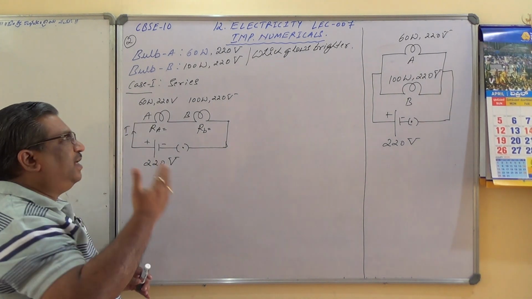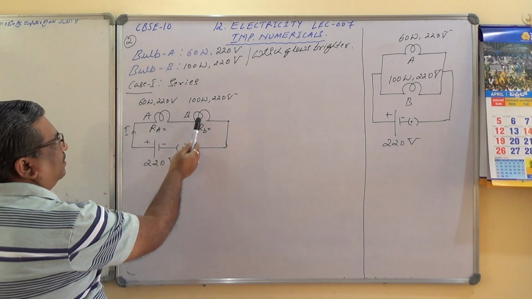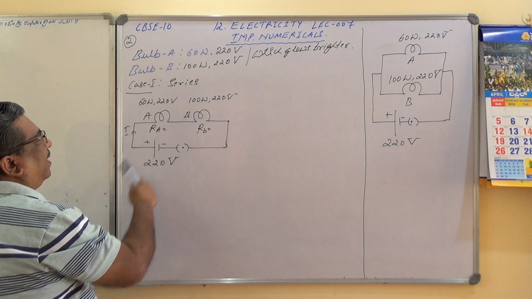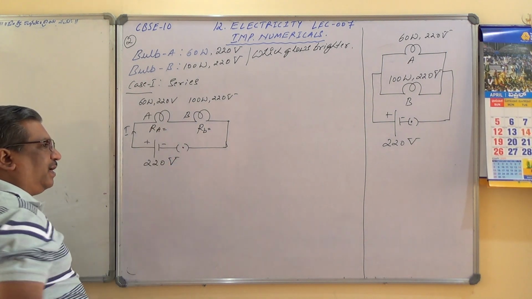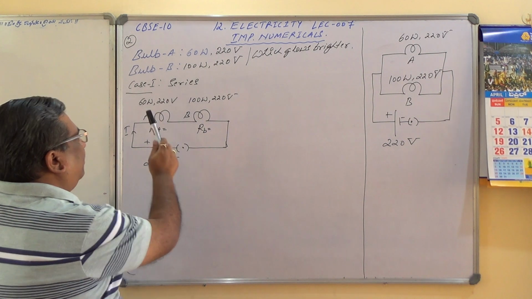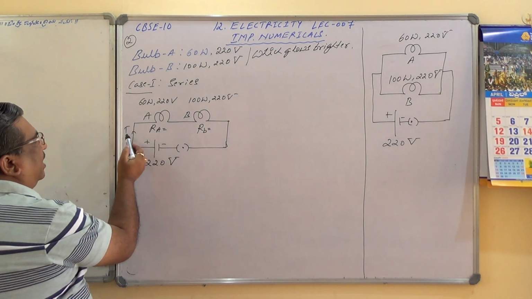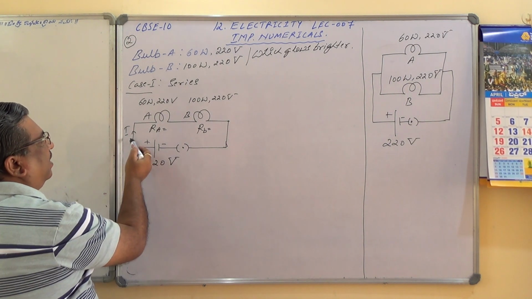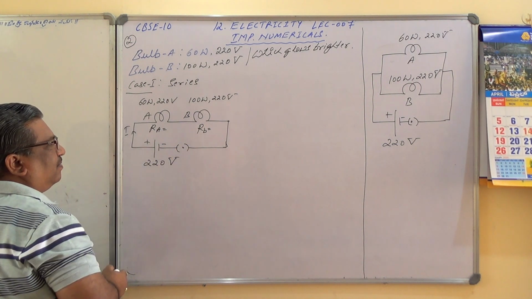So with that concept, let us see here. First I am connecting these two bulbs in series, and I have to calculate the power consumed by bulb A, and the power consumed by bulb B. How do you calculate? First, I should calculate current I over here. If I know I, power equals I square RA. RA and RB I will calculate first.